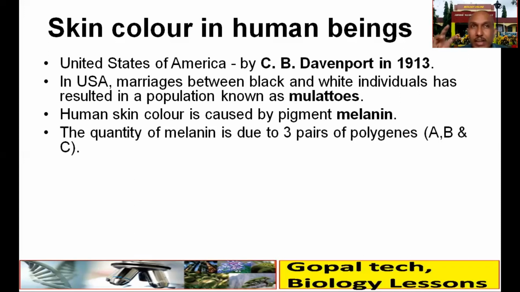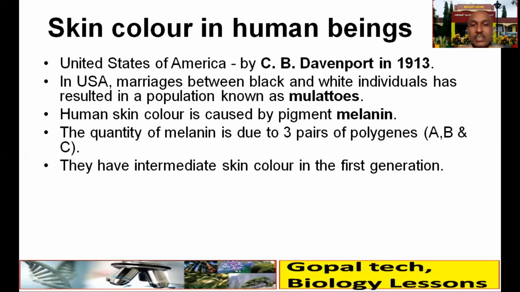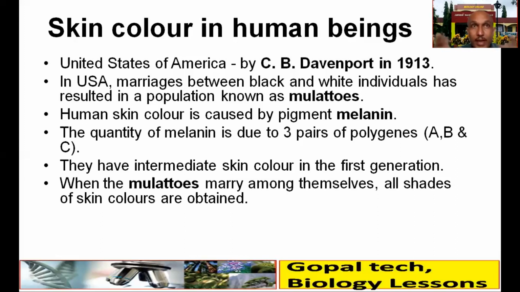The quantity of melanin is due to 3 pairs of polygenic genes: 3 genes, A capital, B capital, C capital. And they have an intermediate skin color in the first generation. Okay, intermediate skin color in the first generation. When the mulattoes, born from white and black, marry among themselves, all shades of skin color are obtained.